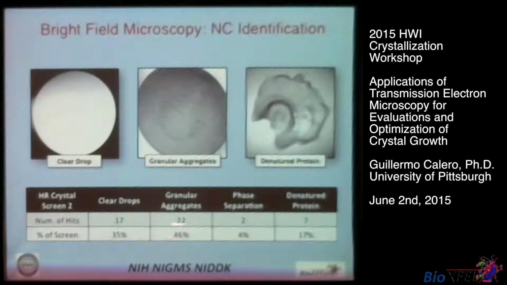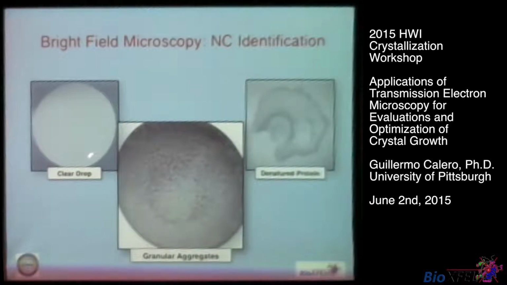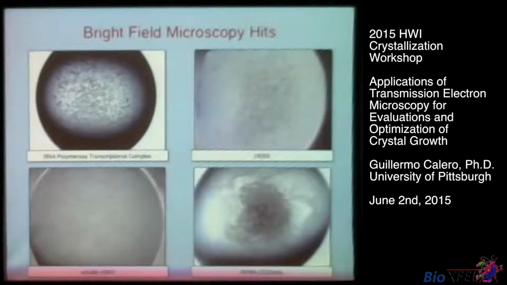So basically, we decided to focus on the granular aggregates to begin with. We actually did look at clear drops, but we couldn't find anything. But if I have time, I'll talk about it at the end. These are examples of the granular aggregates that we saw. This is the one for the RNA Pol II transcriptional complex. Here is a soluble protein. This is a membrane protein, and this is another membrane protein here.